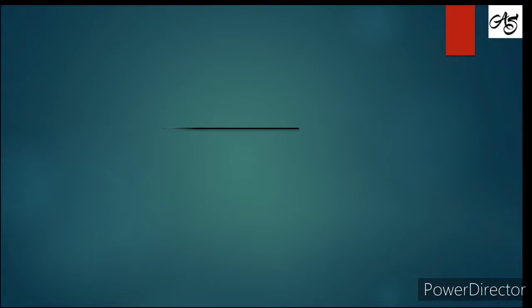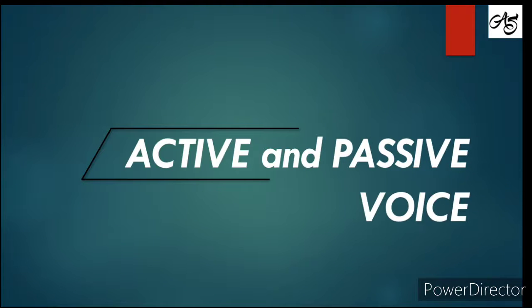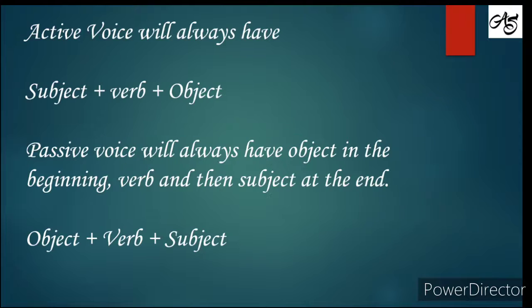Today we are going to see active and passive voice. Active voice, have you heard about it? Yes, active voice will always have the subject, verb, and object, whereas passive voice will have the object in the beginning, verb, and the subject at the end.